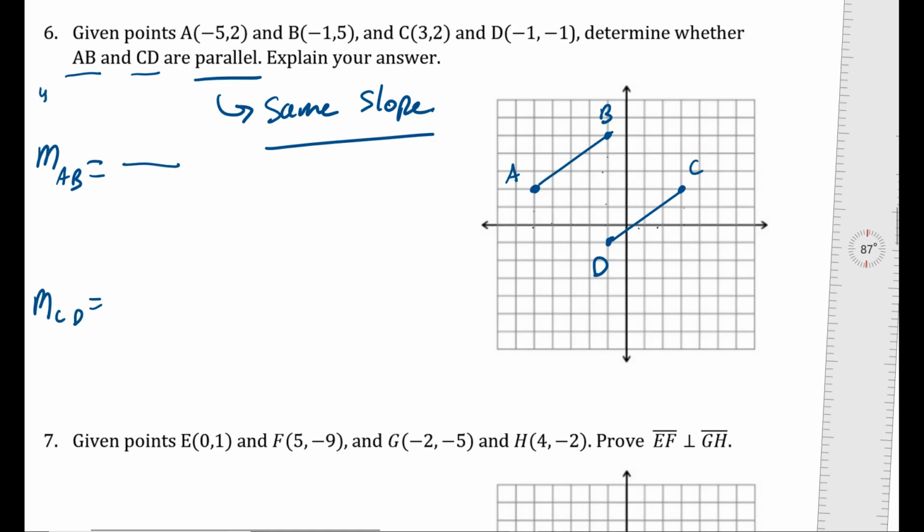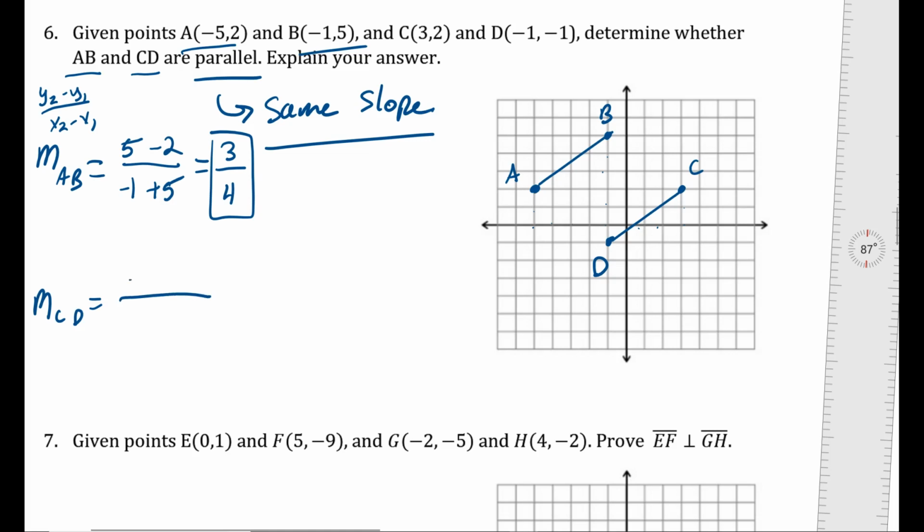So remember, slope is y2 minus y1 over x2 minus x1. So I'm going to start with A and B. So I'll take 5 minus 2, that's going to be over negative 1, minus a negative 5 becomes plus 5. So 5 minus 2 is 3 over 4. For CD, that's going to be negative 1 minus 2 over negative 1 minus 3. So that's negative 3 over negative 4, and remember, a negative divided by a negative becomes positive.